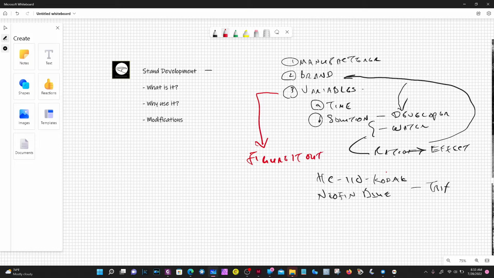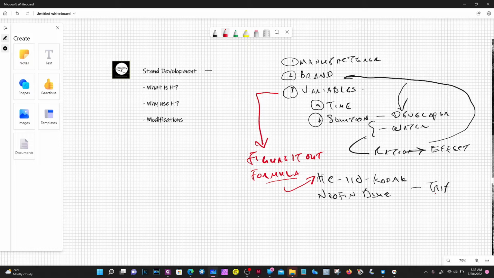So you have two alternatives. Figure it out for yourself, or find someone else's formula. There are plenty of places where you can find formulas if you are specifically using a common developer like HC110. But if you use Neofin Blue, you're pretty much out there by yourself.